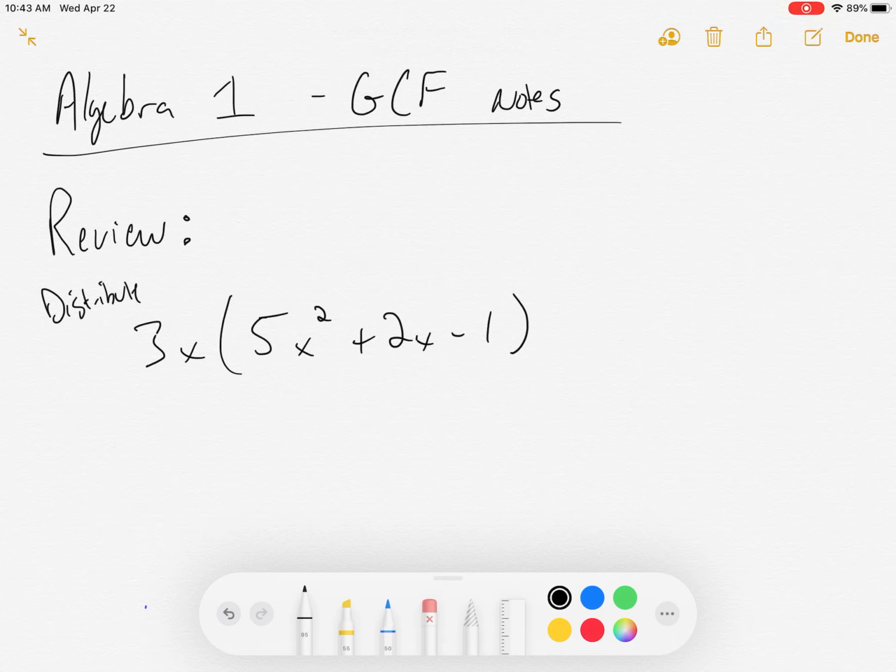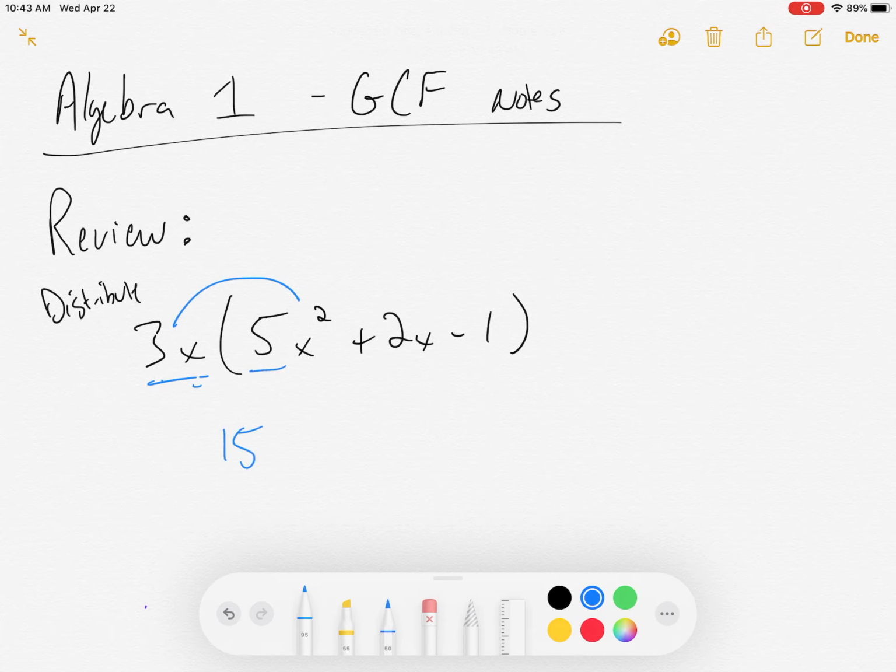Hello everybody, today we are going to work on factoring out a GCF. To start, we need to review the distributive property. With the distributive property, if we have a number on the outside of the parenthesis, it goes to everything inside the parenthesis and we multiply. Okay, so let's go through and do this quickly.